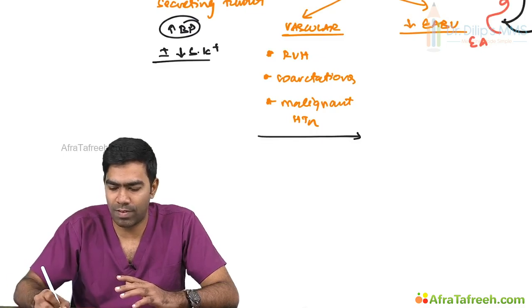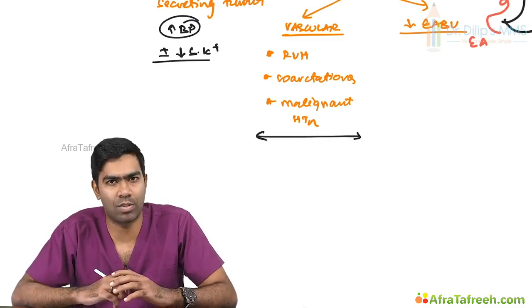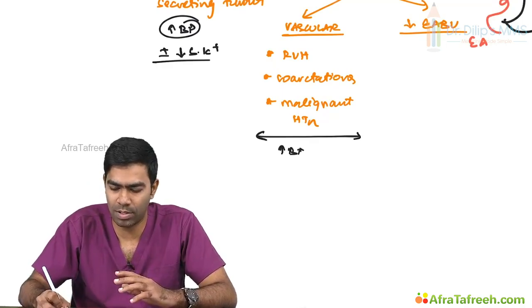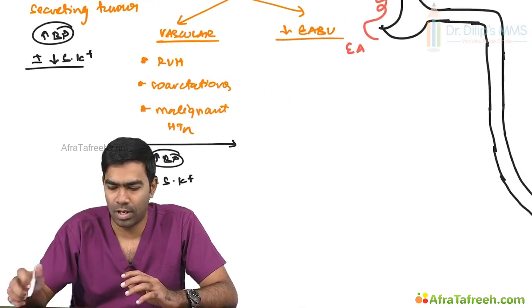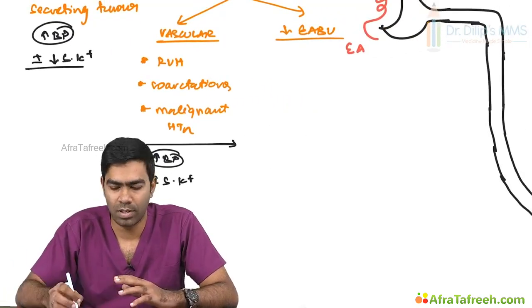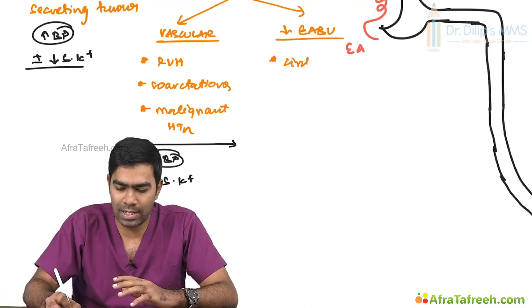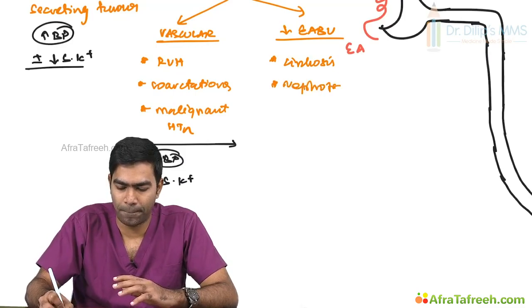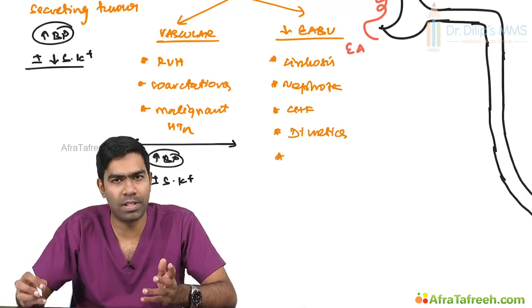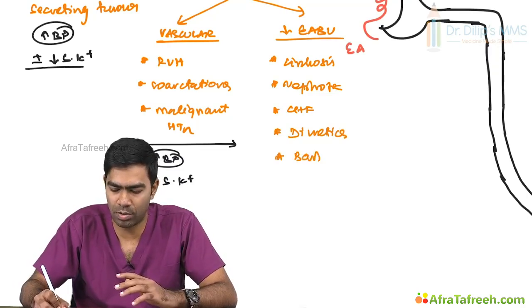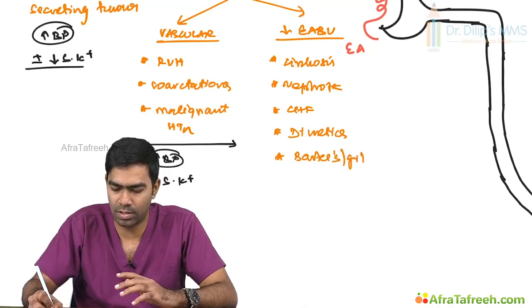And these patients with a vascular cause of secondary hyperaldosteronism tend to have hypertension, obviously. At the same time, they tend to have an inconsistent hypokalemia where they can mimic a primary hyperaldosteronism picture. And conditions that have low EABV include the classical 3 causes: cirrhosis, nephrotic syndrome, and congestive heart failure, and obviously use of diuretics, and conditions that mimic the use of diuretics like Bartter's syndrome and Gitelman syndrome.